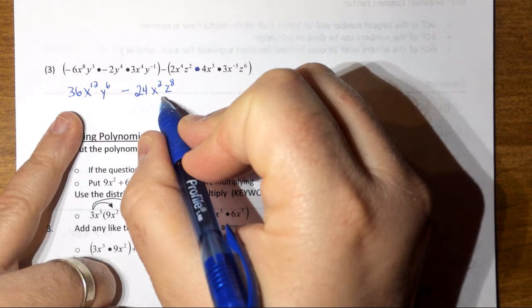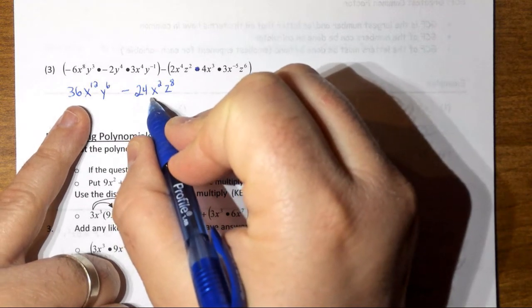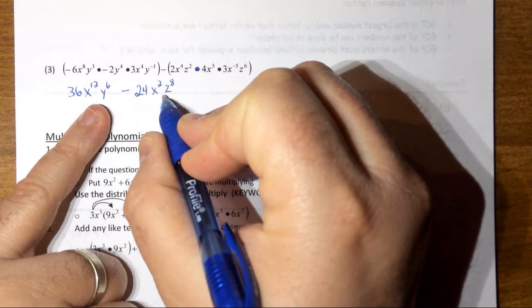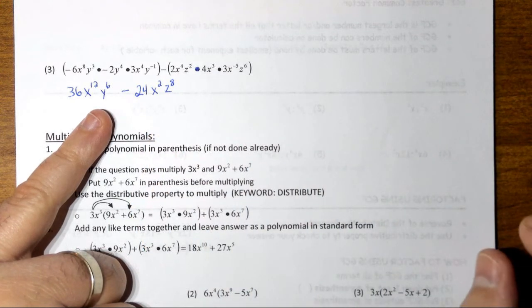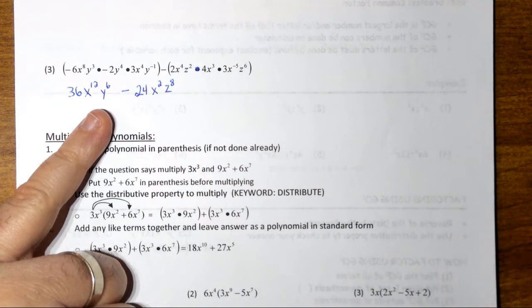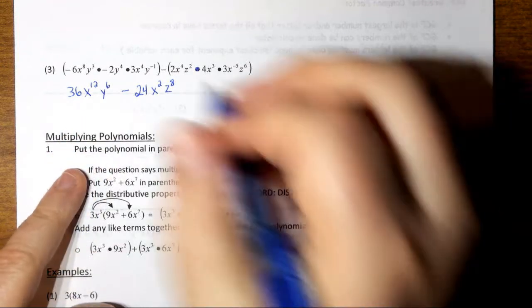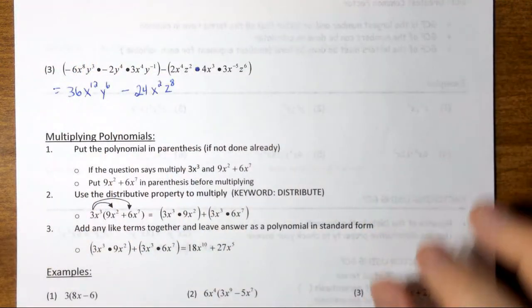And these are not like terms because although they both have x's, this one has a y and this doesn't, this one has a z and this doesn't. So those are not like terms as we work through here. All right. So that's it. That's as far as we can take it, and that's our final answer.